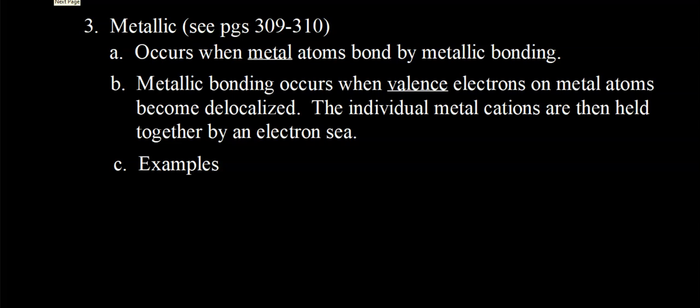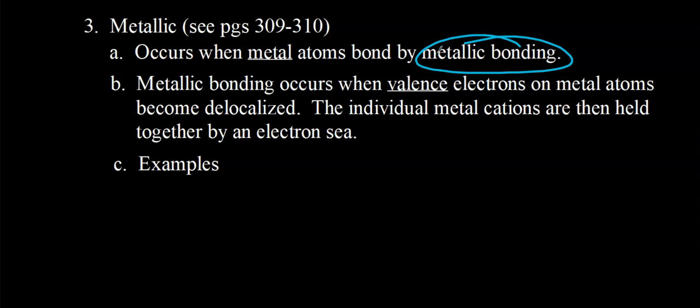Third type in the notes here, metallic solids. Metallic solids consist of particles that are held together by metallic bonds. So usually we're talking about metal atoms held to other metal atoms. We're talking about metals. Metallic bonding occurs when the valence electrons on the metal atoms become delocalized. And the individual metal cations are then held together by something called an electron sea.